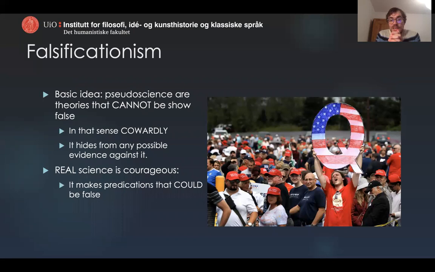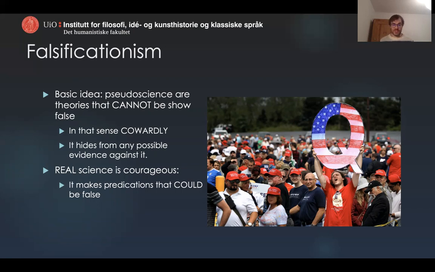The basic idea then is that something is only pseudoscientific if it can't really be shown false. So a merely pretend scientific theory, or pseudoscience, is in a sense a cowardly theory. It hides from any possible evidence against it. We can find lots of positive things that seem to support the theory, but it can never be proven wrong. I have this picture of QAnon here because I think that is such a theory. They're always looking for many signs that they connect in order to show that they support this. That's easy. It is not difficult to find evidence that seems to support your theory.